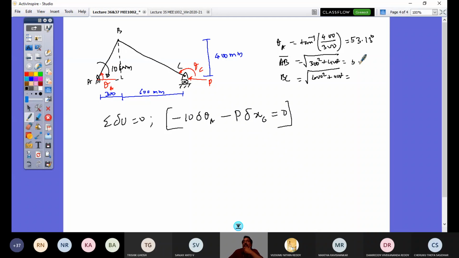This is 500 mm. And here it is 721.1 mm. Right? And what is this angle now? If I know this angle, say this is theta, it is 180 minus theta. So theta C is 180 minus theta.